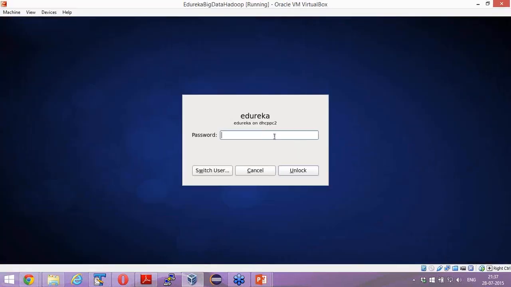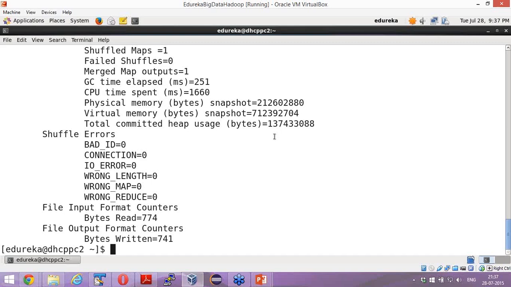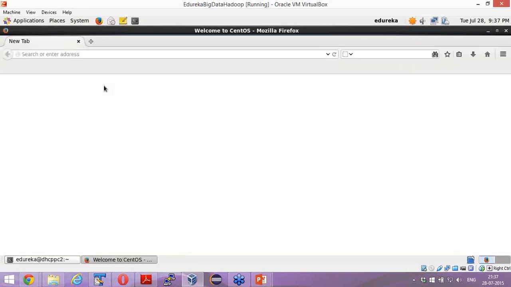Okay, I can show you a quick example. Here, what I'm going to do: I have a set of files. In Hadoop we use something called HDFS. HDFS is nothing but storage, Hadoop Distributed File System, where we will be storing all the files. Here I have HDFS running in this particular virtual machine.